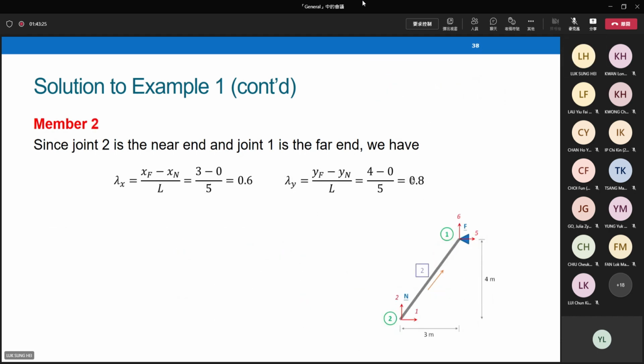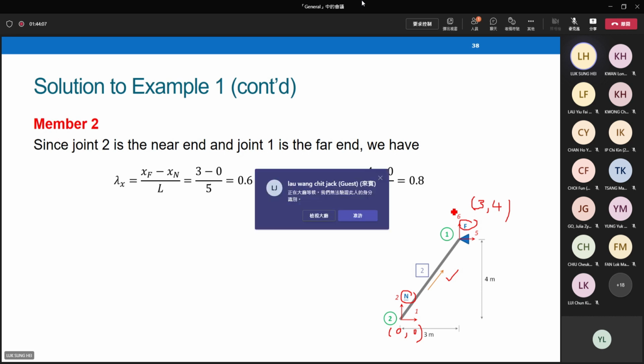Element 2. Well, unfortunately, element 2 is an inclined member. I define the orientation of element 2 in this manner. The bottom node is the near end, the upper node is the far end. The member orientation, the arrow always points from near end to far end. So node 1 becomes our far end node. Node 2 is our near end node. The coordinate at node 2 is 0, 0, according to the geometry. The coordinate of node 1 is, the width is 3, the height is 4, right? 3, 4.